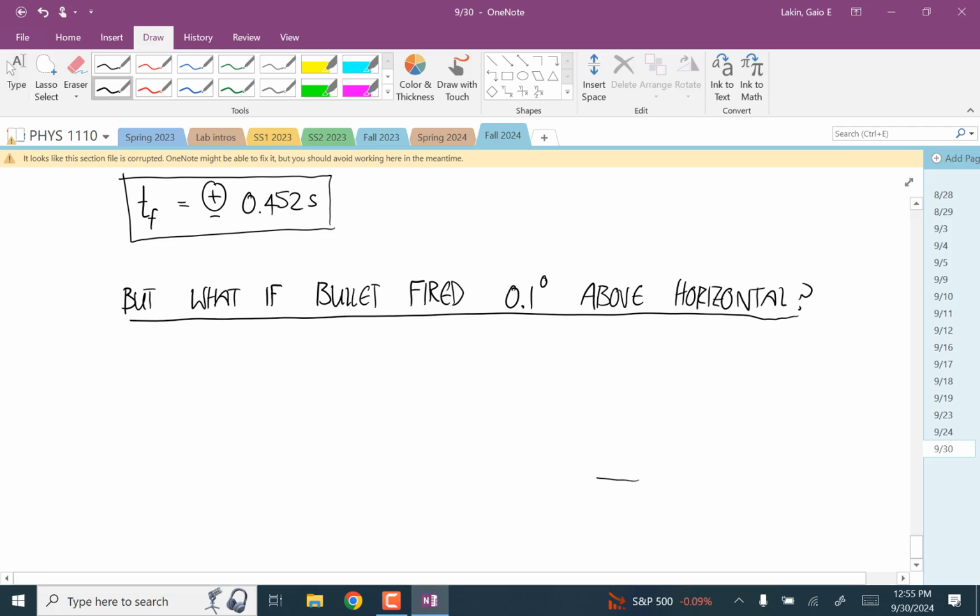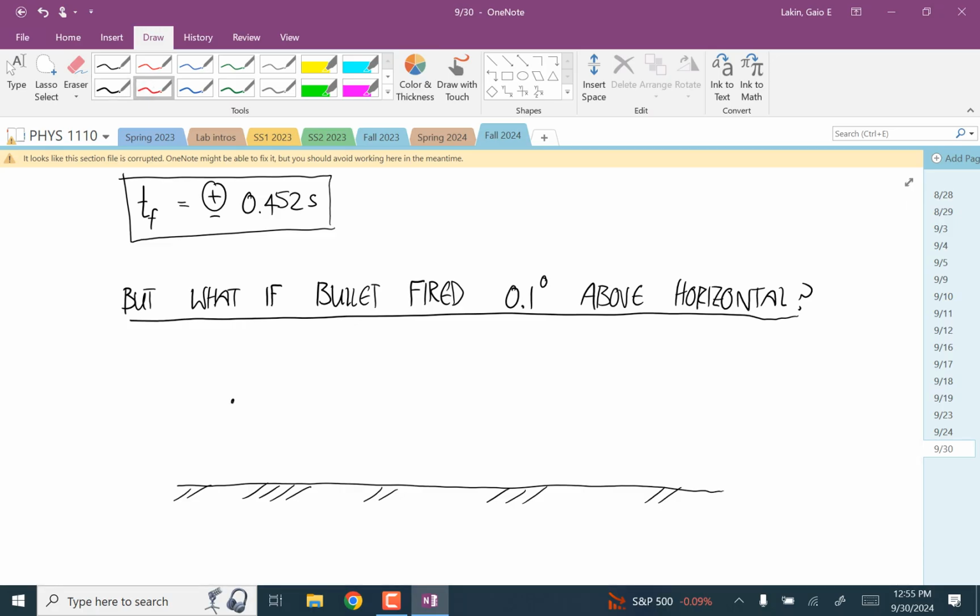Okay, so this time it'll look something like this. The bullet is fired here. Say this is horizontal, and we're just going to be barely above. That's very much exaggerated for an angle of 0.1 degrees. It's going to start out like this and then follow a parabolic path until it hits the ground.